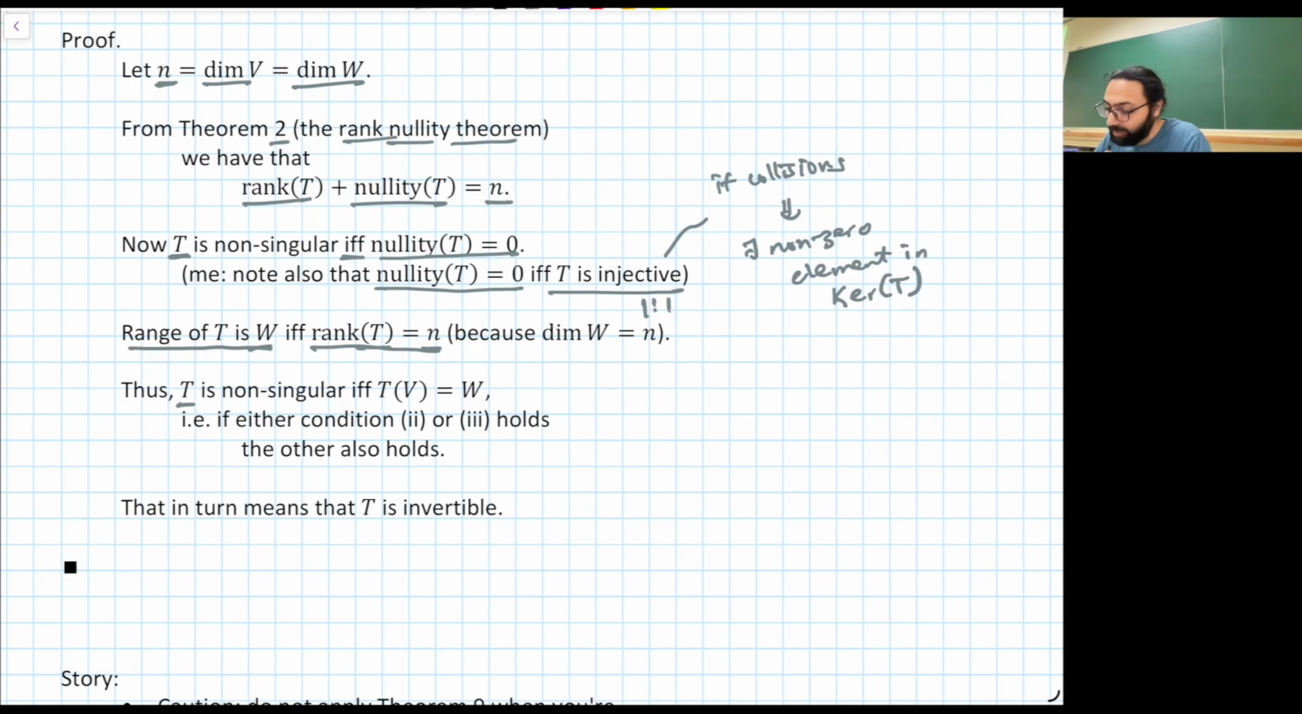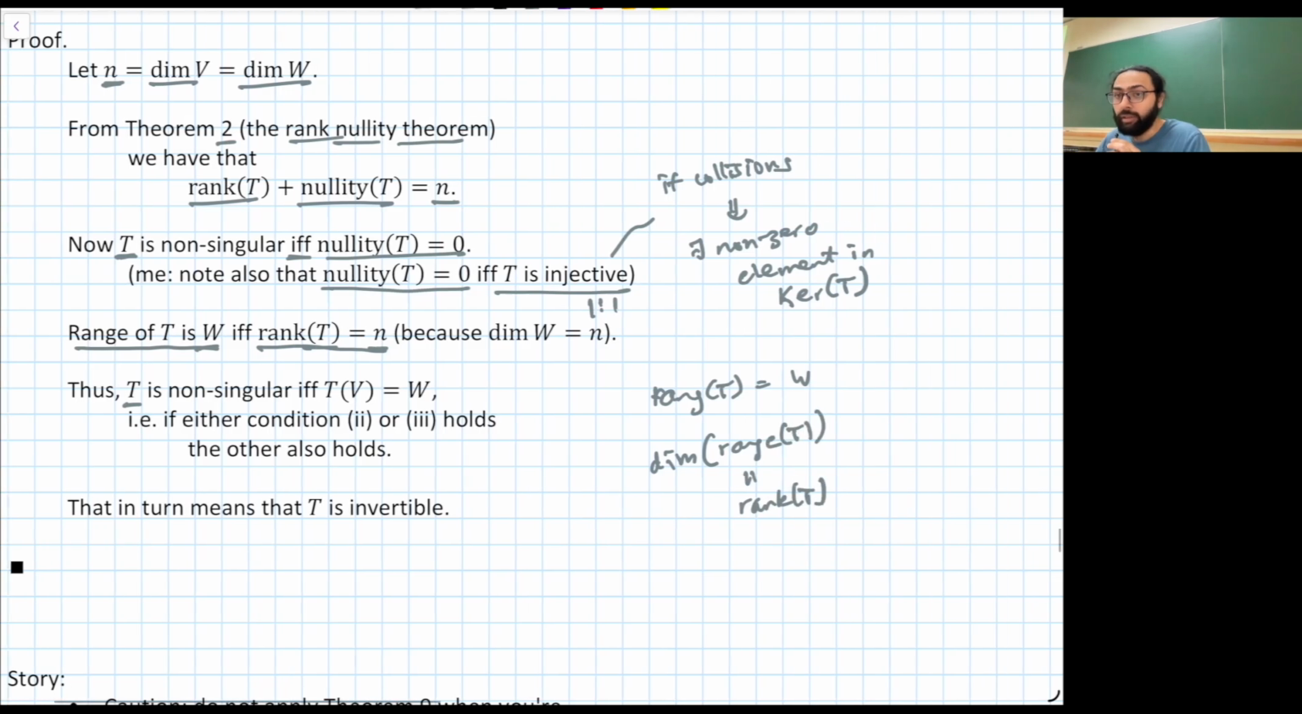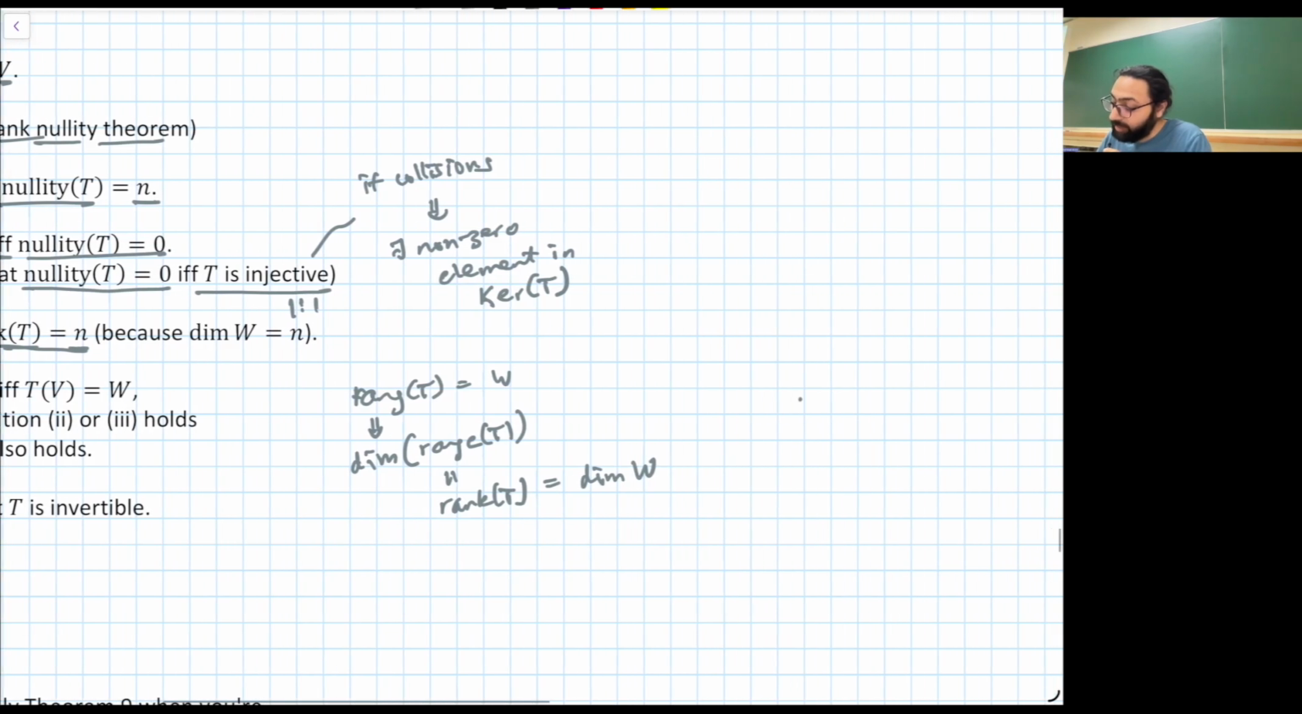One direction is immediate. If the range of T is W, then obviously the dimensions will match. The dimension of the range of T is just the rank of T, and this is obviously going to match the dimension of W. So this direction is fine. The other direction: we proved that the range of T has to necessarily be a subset of the codomain.